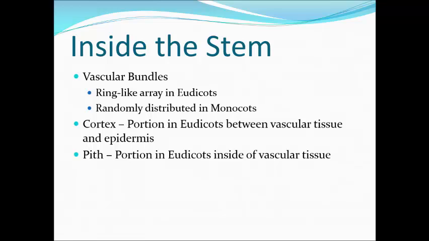And the cortex is a portion of the dicots between the vascular tissue and the epidermis. So it's that layer or area between the xylem and phloem and the actual outside covering, the epidermis. And the very center or inside part of the dicots is called the pith. That's inside the vascular tissue, and that's the area that tends to harden and helps provide a lot of support. Kind of like the backbone of a vertebrate, the pith is kind of the backbone of the plant.